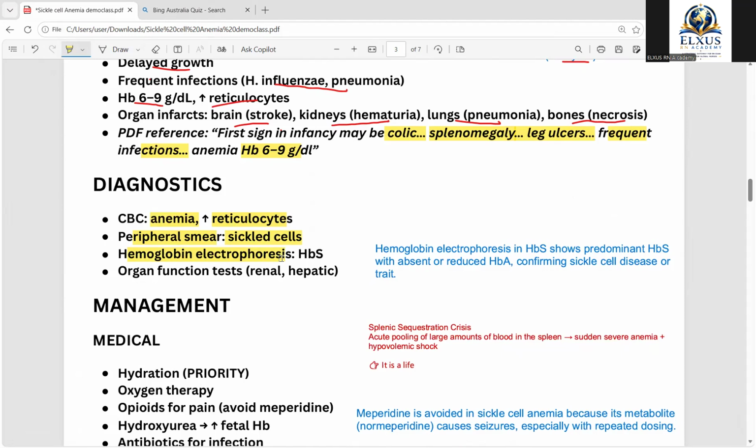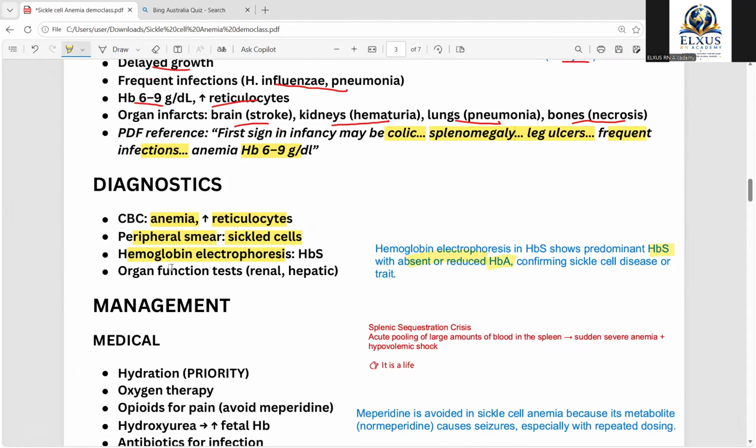That means while checking the hemoglobin electrophoresis, we can see the concentration of HbS is high compared with HbA. HbA is either absent or reduced in concentration, but the concentration of HbS will be higher. That means an increased HbS indicates sickling of the RBCs or sickle cell anemic traits.